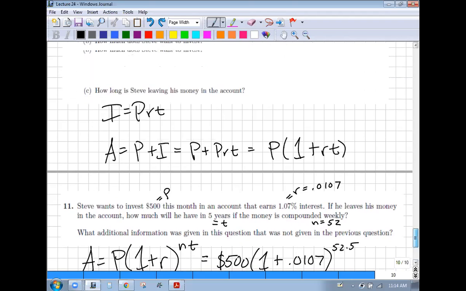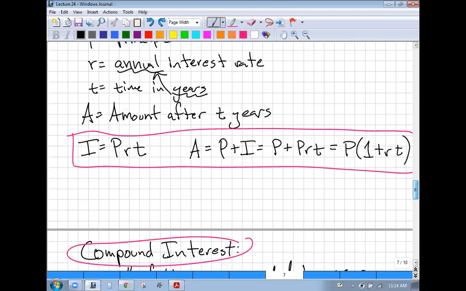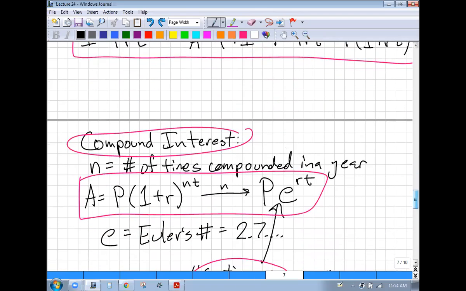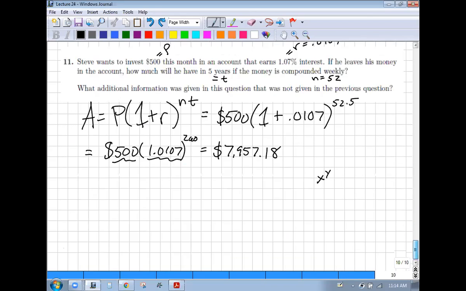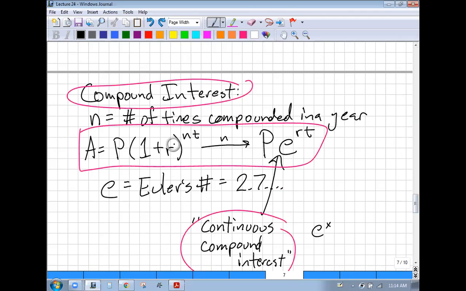Hold on. P times 1 plus R to the NT. Oh, I'm missing something here. You can't just do the R here. It's R over N. You see, if you're doing it monthly, let's say your interest rate is 12%, well, if you're compounding monthly, you have to take your interest rate and divide it by 12. So you'd only do 1% each month instead of 12%, right? It's 12% for a year. Does that make sense? So the number of times you're compounding, you have to divide by that much.